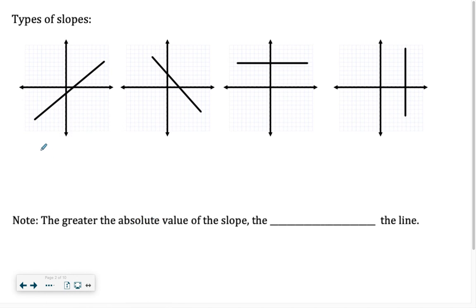So this one we said was a positive slope, and we can tell that on the graph because the line is rising from left to right. A negative slope, and we can tell that because the line is falling as we look at it from left to right. This is a zero slope. A zero slope is a horizontal line, and then this is a vertical line. We say it has an undefined slope.